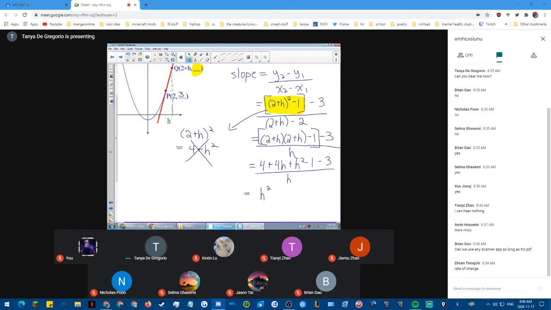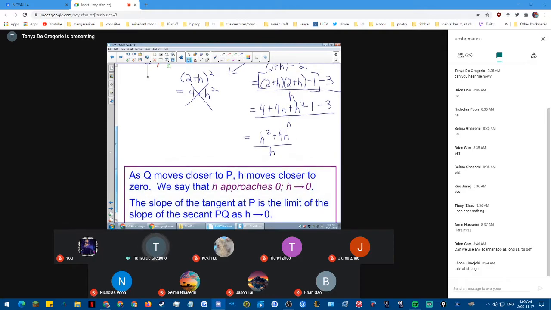H squared. And then I've got 4 minus 1 minus 3. What is that? It's 0. So I'm left with 4h. Am I fully simplified here? No. What can I do? Sure can. These cancel. That is my slope.